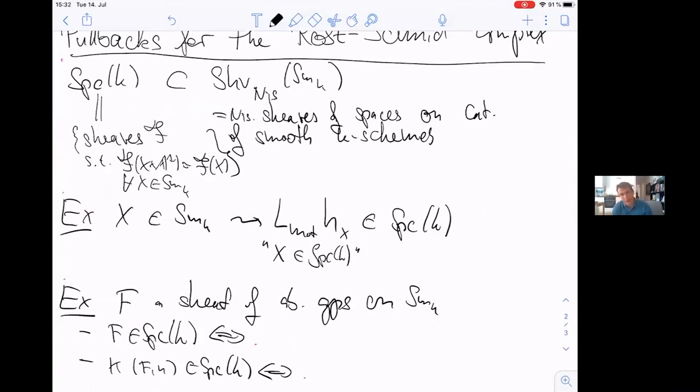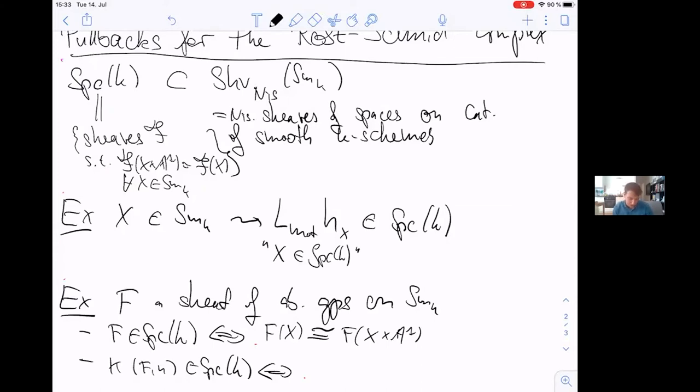Then there's another class of examples which is going to be very important for my talk. Let's say you take some sheaf of abelian groups. In this category, you take somehow the simplest possible objects: not sheaves of spaces, you make them zero truncated, but you give them some extra structure, this abelian group structure. Then you could ask, is it the case that this sheaf actually lives in the category of motivic spaces? That's not always true. There's a condition, and it's just this condition here. For a sheaf of abelian groups, this looks a little more familiar: if you evaluate F on X, or on X times A1, you should get the same abelian group.